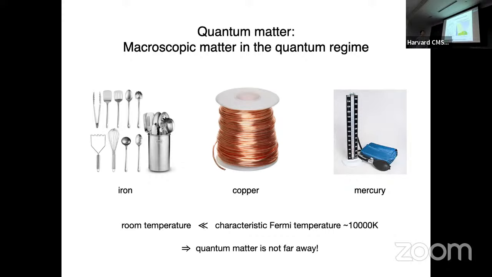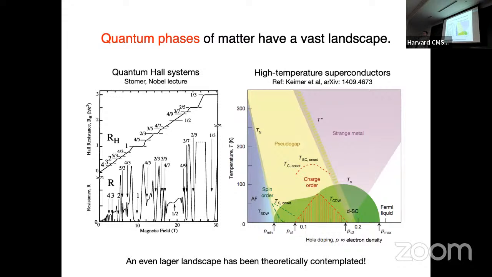Just like classical matter, which can have many classical phases, quantum matter can also have many quantum phases of matter. And quantum phases of matter have a vast landscape. For example, let's look at some of these phase diagrams. Here is a phase diagram of the fractional quantum Hall system. Basically, each number represents one of the quantum phases, and you can see there are many, many such numbers.